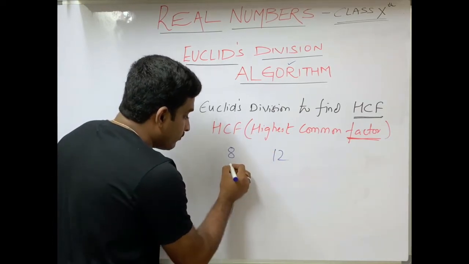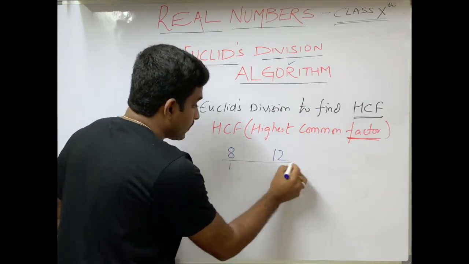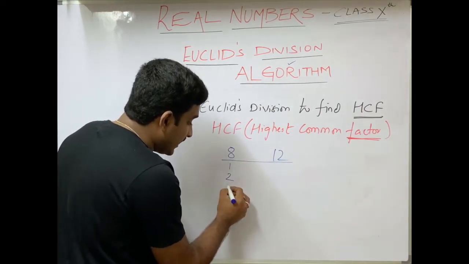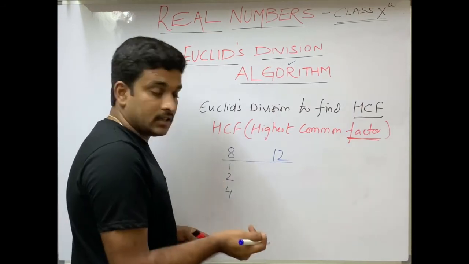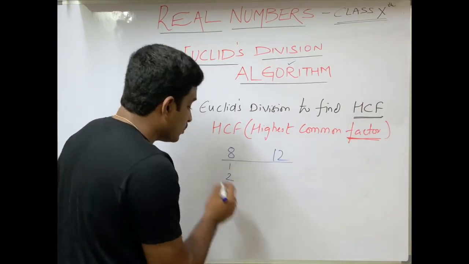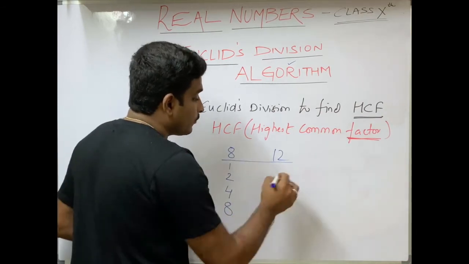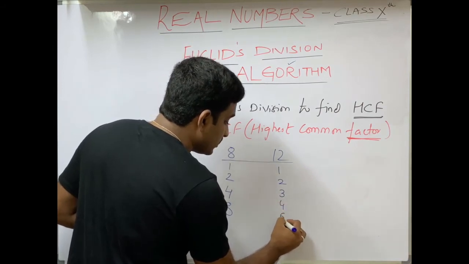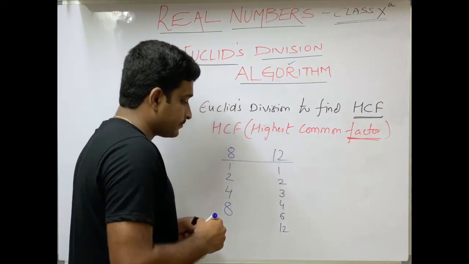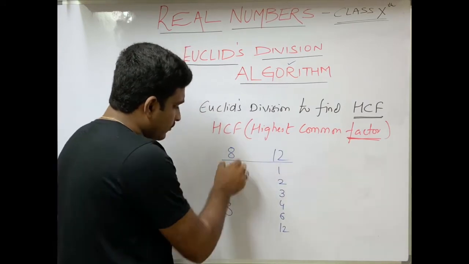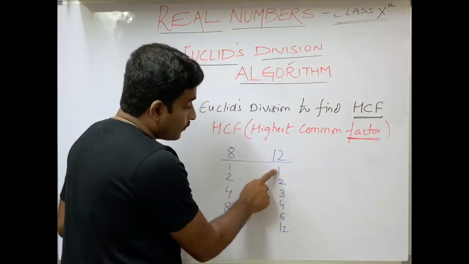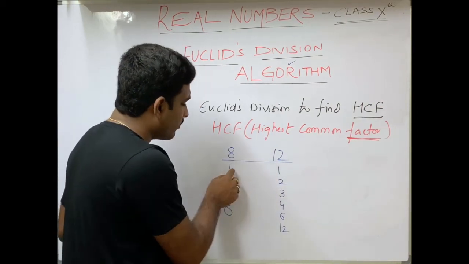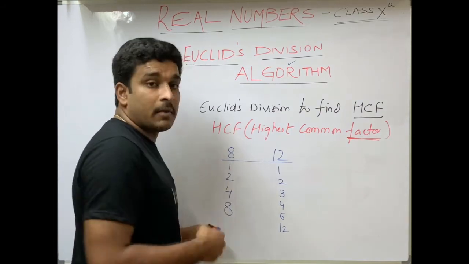For example, if you take 1, the remainder will be 0. When we take 2, it divides like 4, then the remainder is 0. 8 divided by 4 gives 2, remainder 0. 8 divided by 8, the remainder is 0. Coming to the factors of 12, they are 1, 2, 3, 4, 6, 12. Clear? Factors of 8 are 1, 2, 4, 8. Factors of 12 are 1, 2, 3, 4, 6, 12. Simple. A factor means whenever we divide by the number, the remainder should be 0.